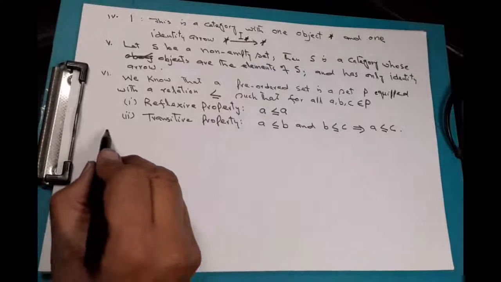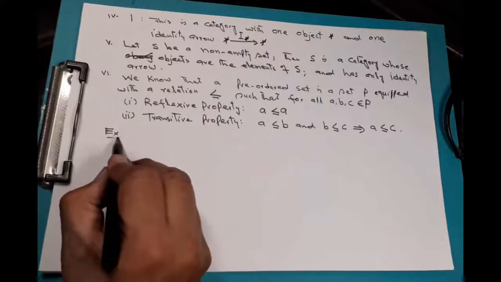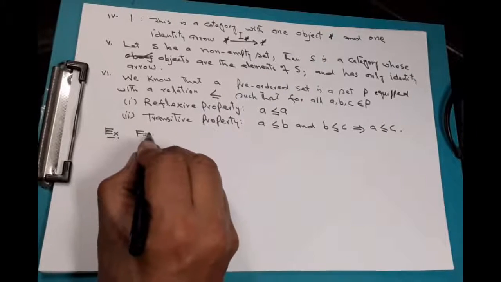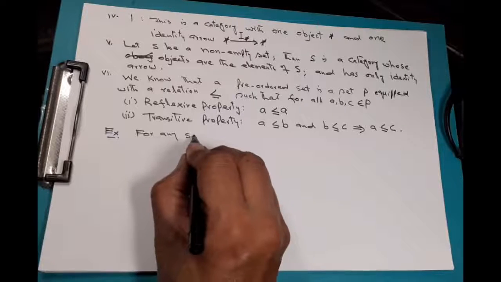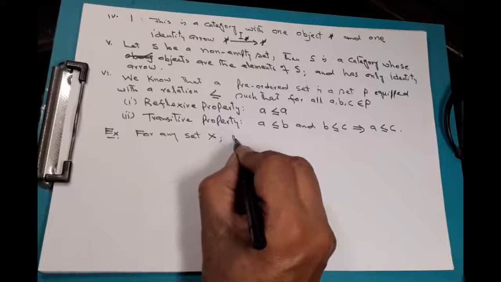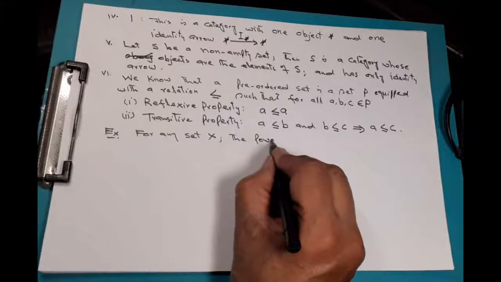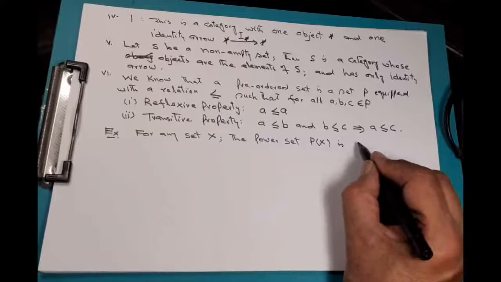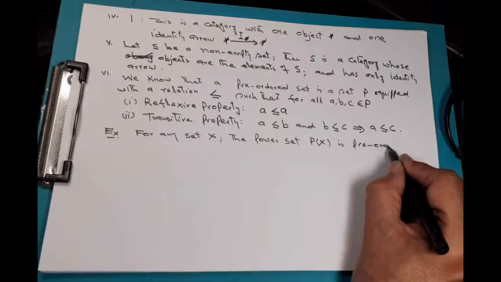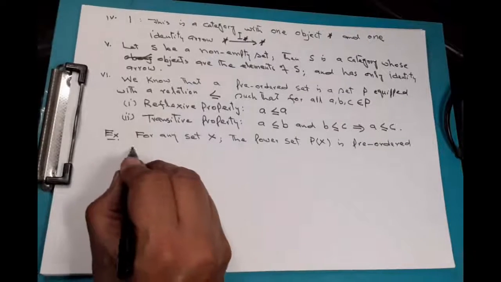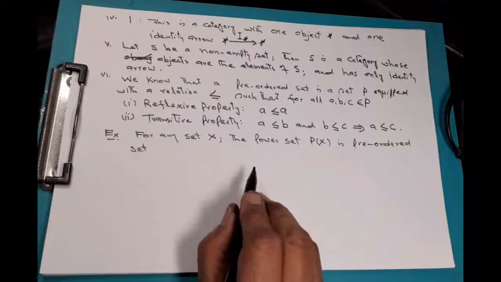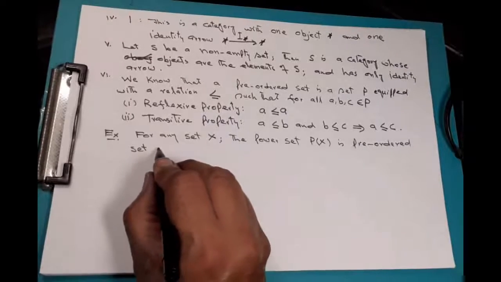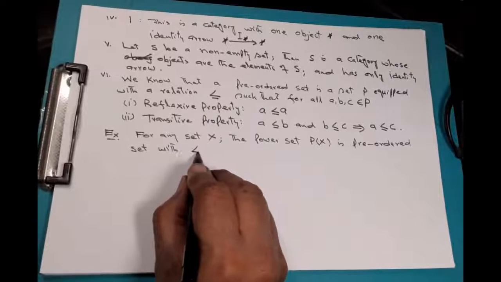So if you want to see an example, for any set X, the power set Px is a pre-ordered set, where the relation is given by being a subset.